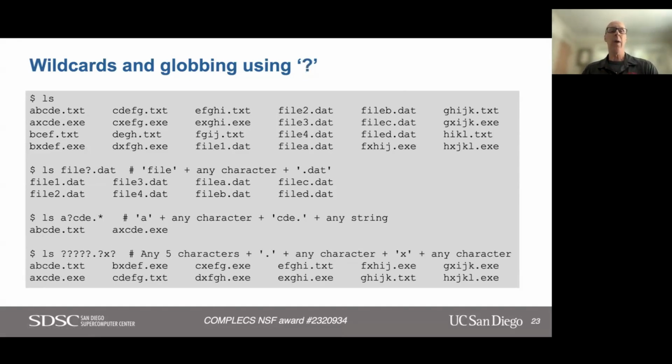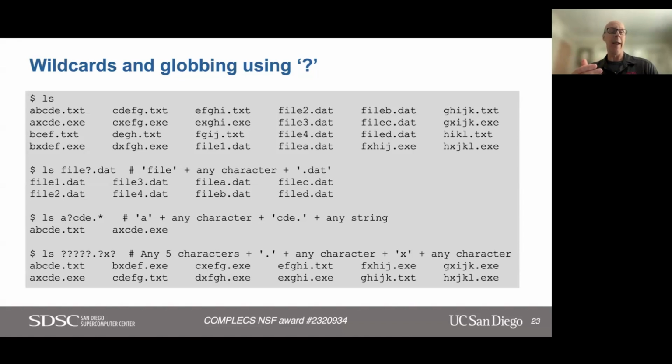Now, if we want to match single characters, we can use the question mark instead of the asterisk. In what we call regular expressions, the asterisk is greedy and it will try to match as much as possible. When we use a question mark, it restricts it to a single character. So let's look at a few examples. If we do ls file question mark dot dat, that's going to list all of the files with names in the form file, followed by any character, followed by dot dat.